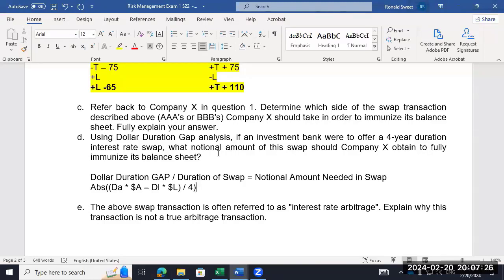So I would never tell my swap dealer, oh yeah, I need negative 175. That would not mean anything to them. I've already told them I want to go from floating to fixed and I need 175. Or I want to go from fixed to floating, I need 175 or whatever the number is here. Questions on that one?